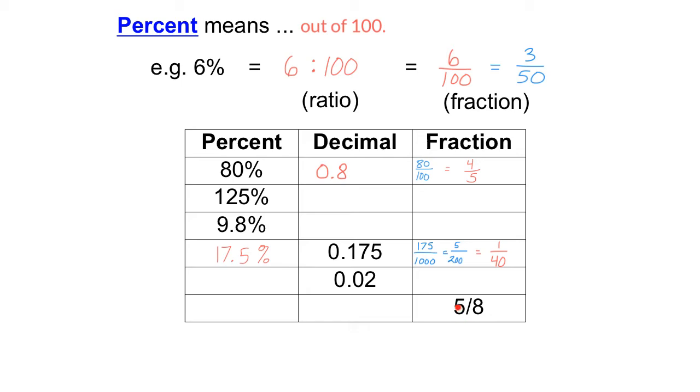Last one, we're going from a fraction to a decimal. How do you do that? Well, it's simple. 5/8 is 5 divided by 8. So just do 5 divided by 8 in your calculator, and it's 0.625. So that's the decimal. And now turn the decimal into a percent. We times 100, so it's 62.5%.